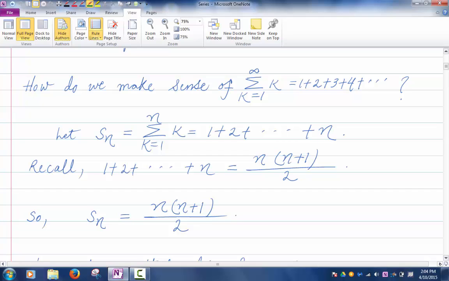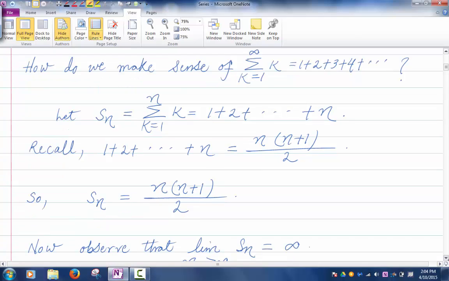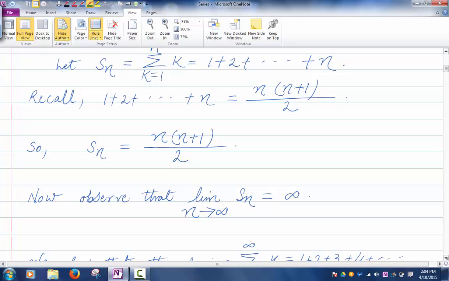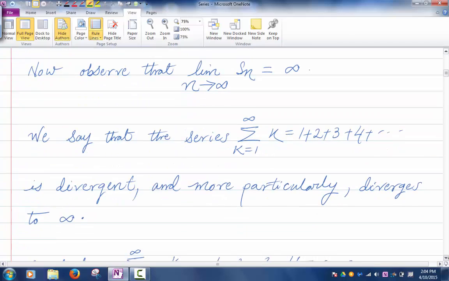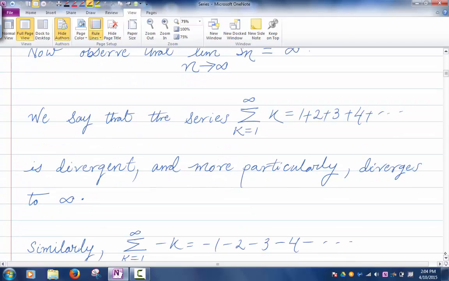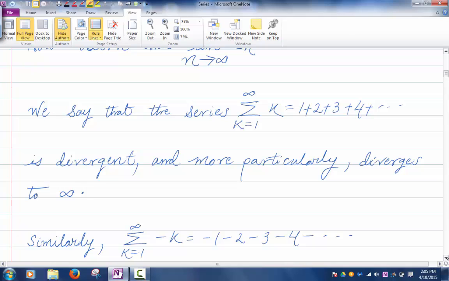So we get that S_n is given by n times (n plus 1) over 2, and notice that the limit as n goes to infinity of S_n is then infinity. And because the limit of S_n as n goes to infinity is infinity, we say that the series, or the infinite sum, 1 plus 2 plus 3 plus 4 plus dot dot dot, is a divergent series, and more particularly we say that it diverges to infinity. So this infinite sum doesn't really make sense. It doesn't really have a sum.